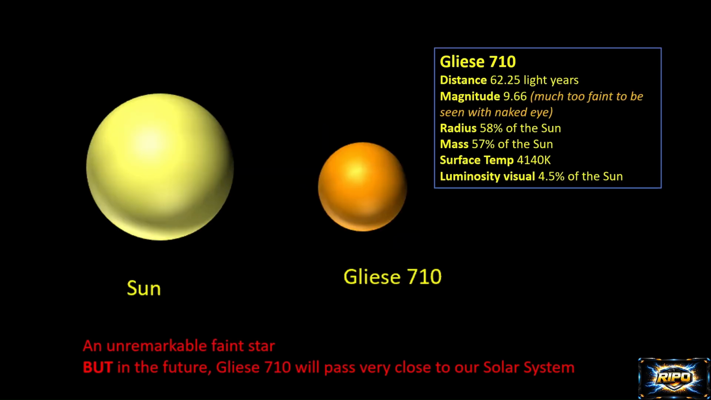Gliese 710 is a pretty unremarkable star. It's roughly 0.6 times the mass of the Sun and is a lot cooler, which means that it's only 4.5% as bright as the Sun. What has been known about this star for quite some time is that it's going to pass very close to the solar system at some point in the future.